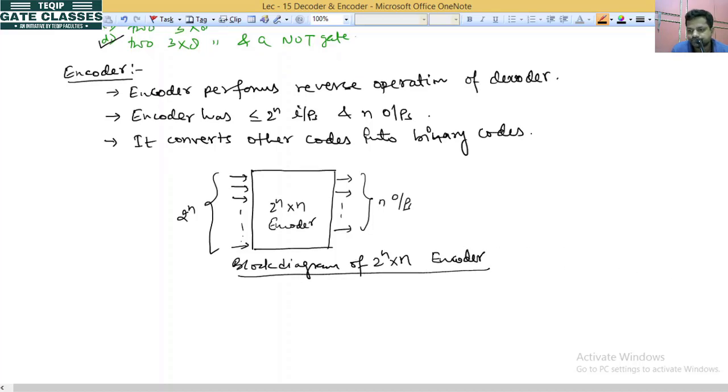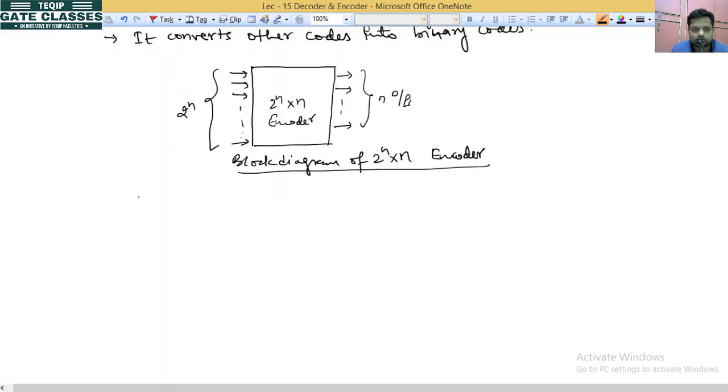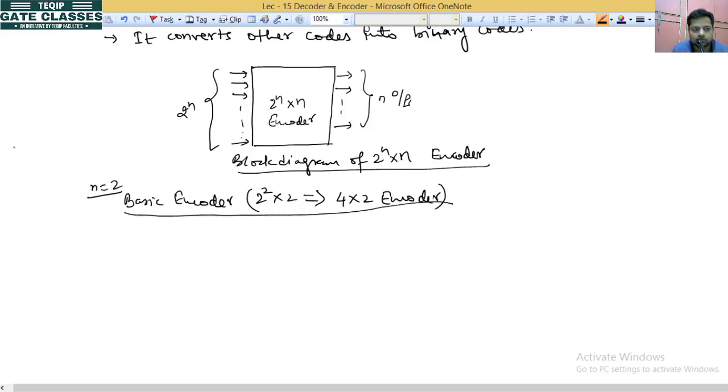Okay na? Now let us talk about the very basic encoder. So it will be n equal to 2. It will give you the basic encoder. What will be the dimension for the basic encoder? 2 to the power 2 cross 2, that is 4 cross 2 encoder. So if we have a 4 cross 2 encoder, then how many inputs are there? 4 inputs and 2 outputs.